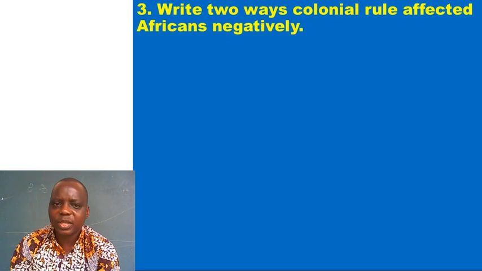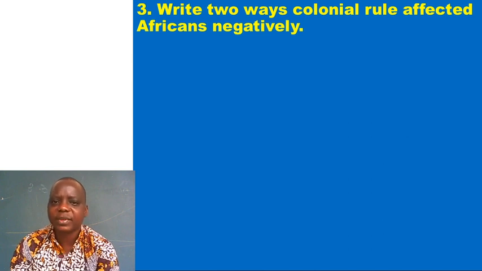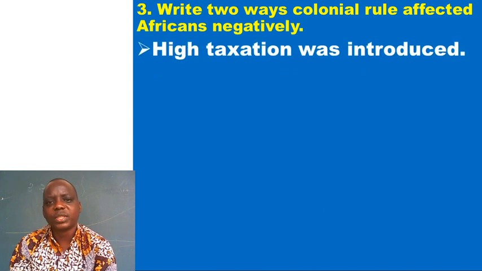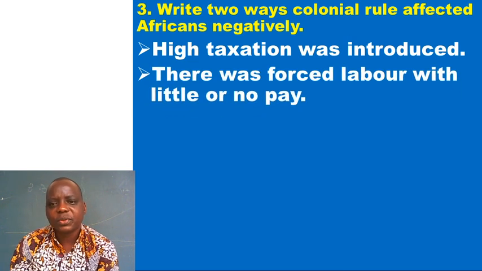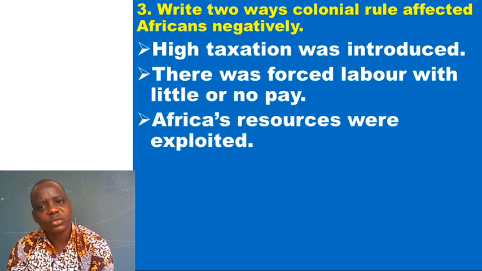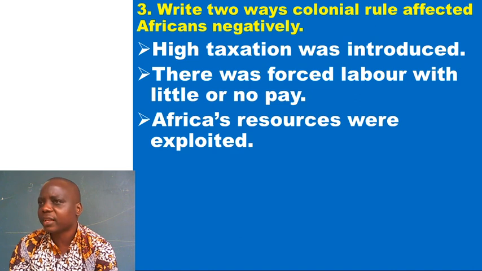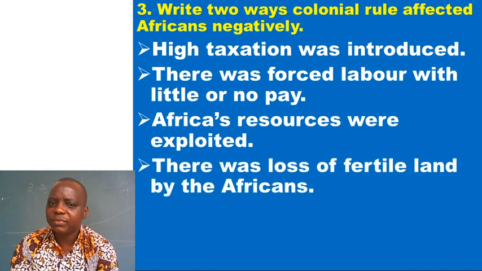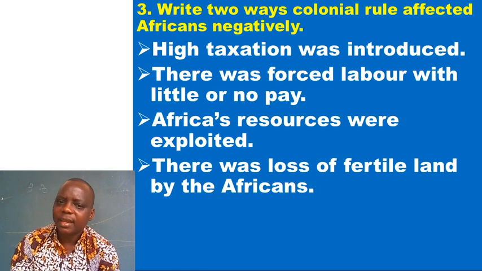We move to another question, question number 3, which says, write 2 ways colonial rule affected Africans negatively. So we see that high taxation was introduced. There was forced labor with little or no pay. The Africans were forced to work in their plantations with either little or no pay. Africa's resources were exploited for the benefit of the colonialists. There was loss of fertile land by the Africans.